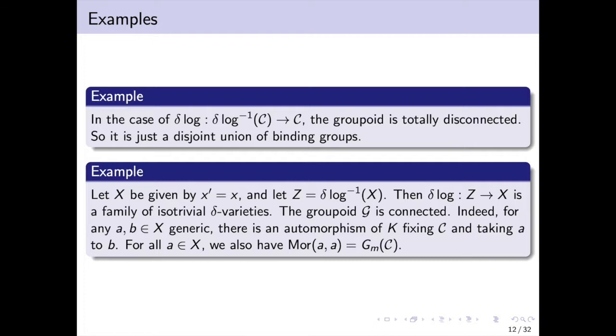Maybe a bit more interesting, if we look at x prime equals x, and we again take the pullback under the log derivative, then again we have a family of isotrivial delta varieties, and this groupoid is actually connected. So there's always a morphism between two objects. And we also have what they call the isotropy groups. The groups of the fibers are the multiplicative groups. So we have a bunch of multiplicative groups, and between them we have these morphisms given by the groupoid.